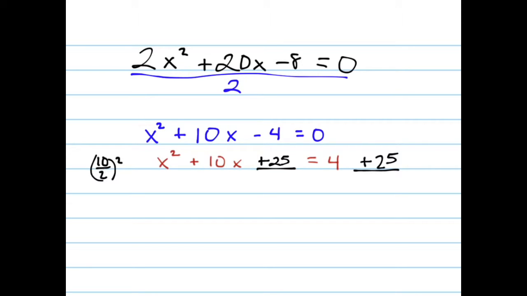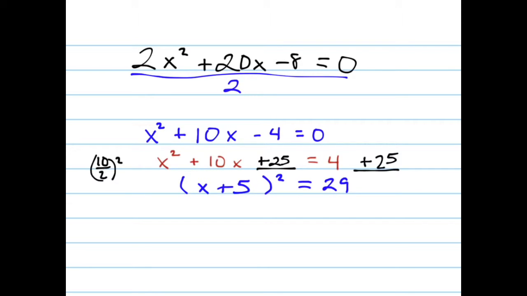So far, so good? So what do we get when we factor the left-hand side? 29. Wait, I asked the left-hand side. X plus 5 squared. There you go. And on the right-hand side, we get 29.